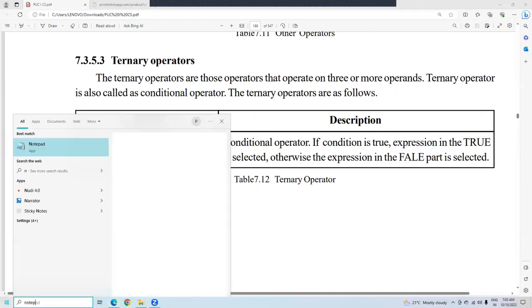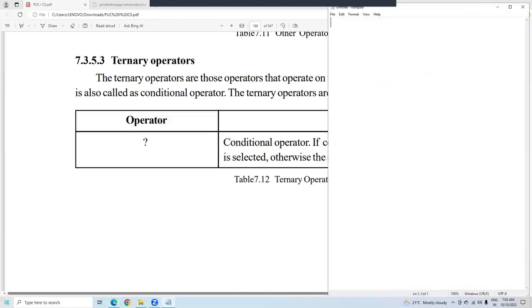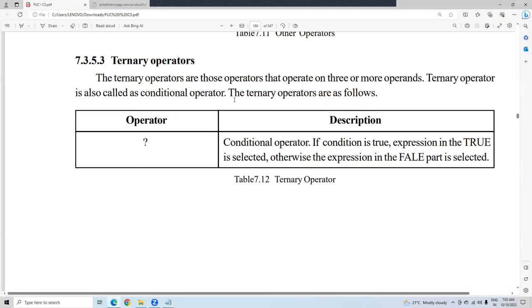So today we'll start with the ternary operator. Ternary operator in the sense it is an operator which takes three operands. It's called what? Ternary operator. Even sometimes more than three operands it will take. It is also called the conditional operator. So question mark colon is referred to as the conditional operator or ternary operator.